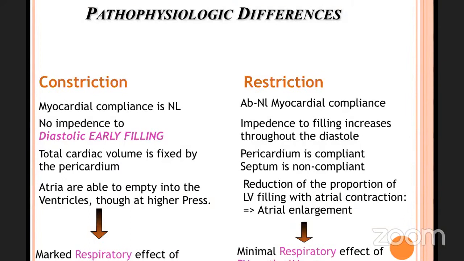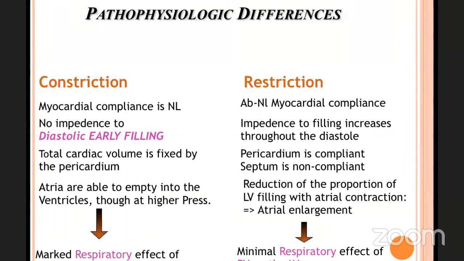So, whereas in constriction the impedance to ventricular filling is after the first one-third of diastole, practically there is no filling of the ventricles, both on the right side as well as on the left side. Whereas in restrictive cardiomyopathy, the filling abnormality is present throughout the diastole.